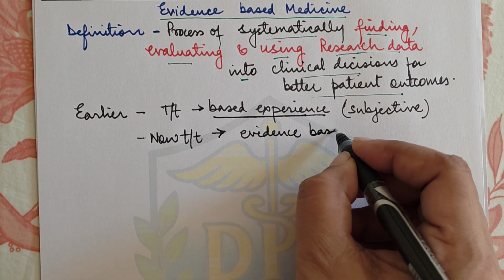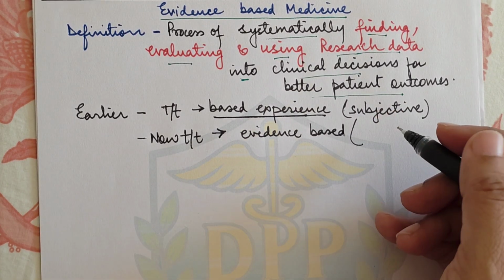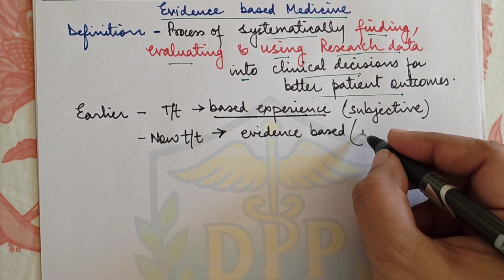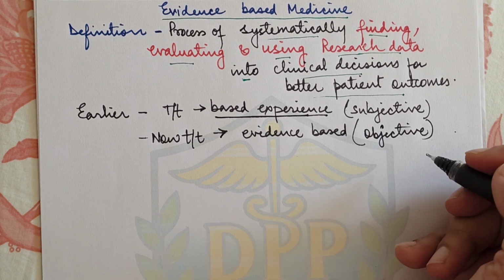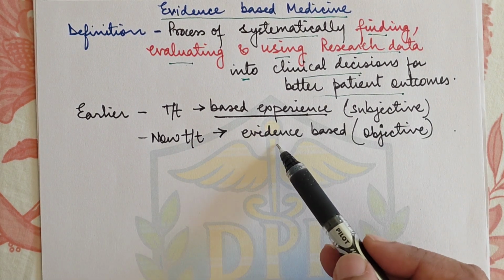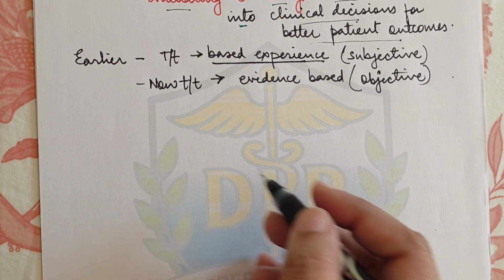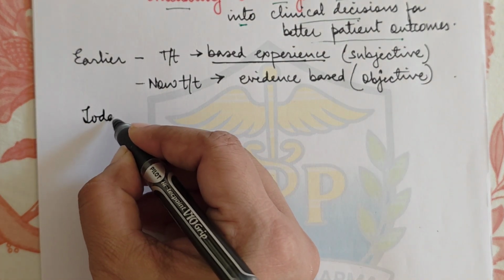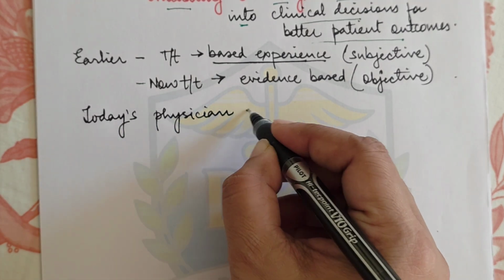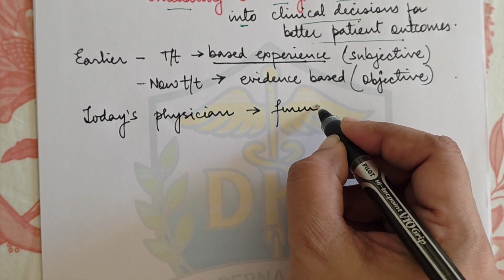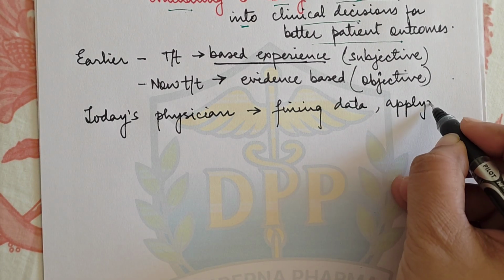Evidence-based, as I told you earlier, means the treatment plan is guided by scientifically credible evidence. So it is now becoming more and more objective, right? This is the difference between experience-based and evidence-based, and this is what evidence-based medicine is all about. So today's physician should be capable of doing certain things. He should be capable of finding and researching the data, then applying the appropriate results.